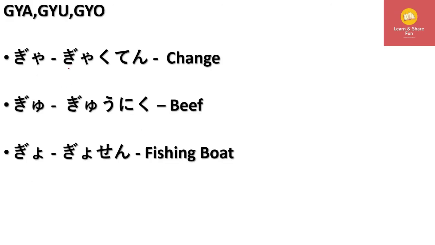Next, gya, gyu, gyo. A word with gya is gya, ku, te, gyakuten. Gyakuten means change. Next, gyu. A word with gyu is gyu, u, ni, ku. Gyuniku. Gyuniku means beef. Next, gyo. A word with gyo is gyo, se, gyosen. Gyosen means fishing boat.